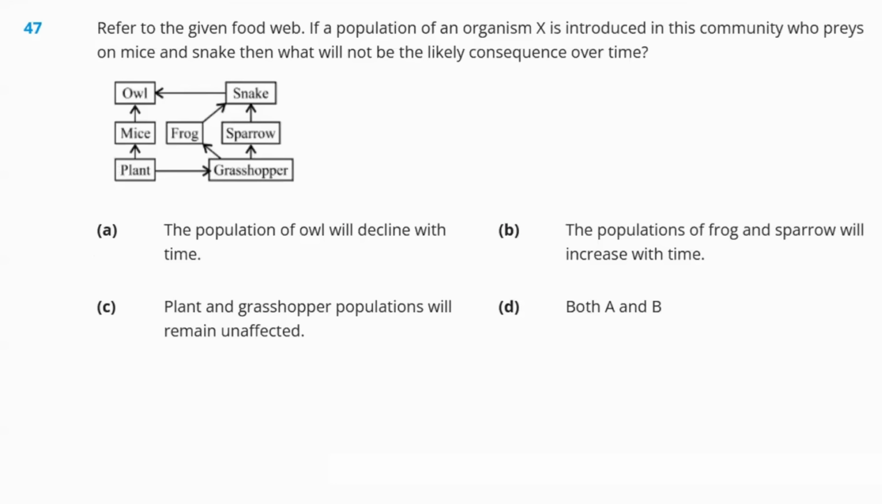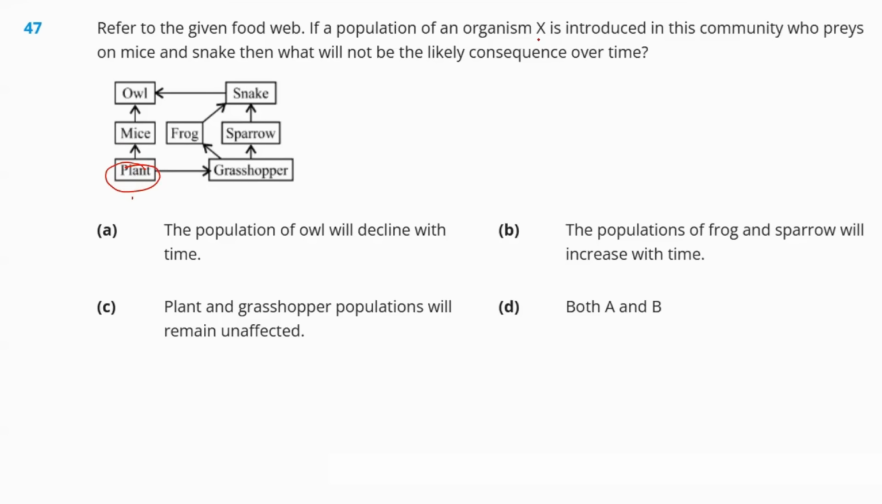Question number 47. Refer to the given food web. If a population of an animal X is introduced in this community who preys on mice and the snake, then what will not be likely consequences over time? Okay. So first, this is our starting point. Always in the food chain or the food web, I already told that the plants are the starting point for any food chain or the food web.